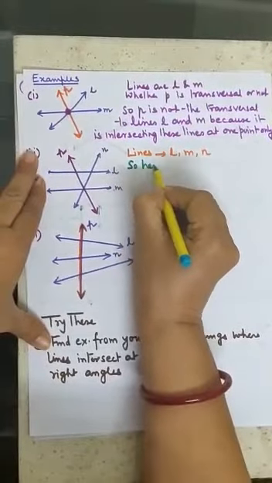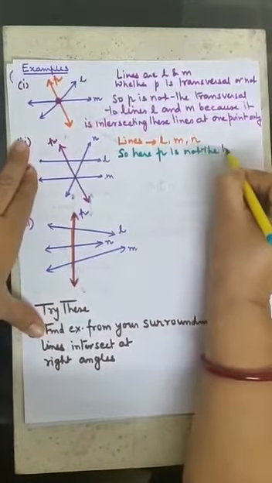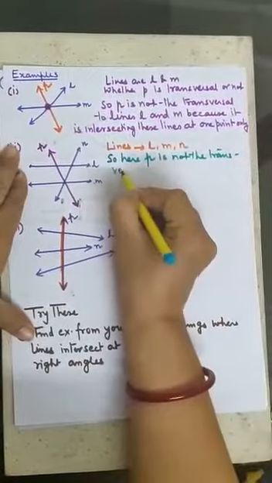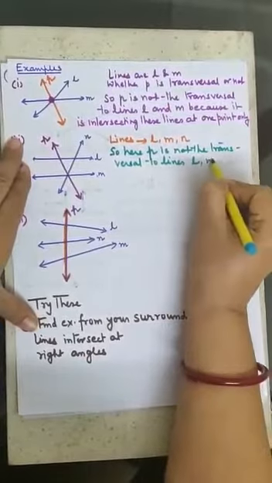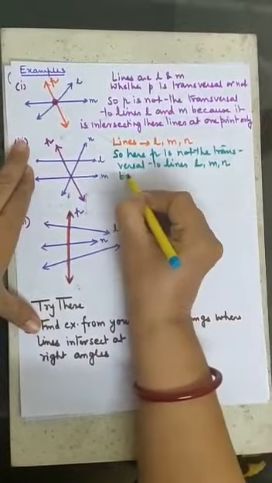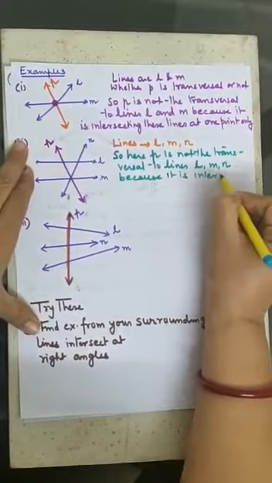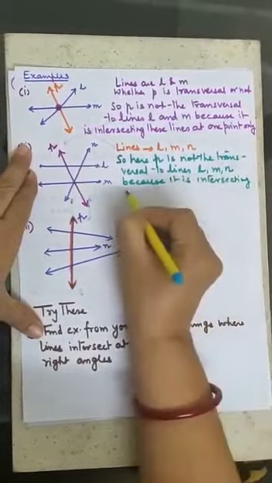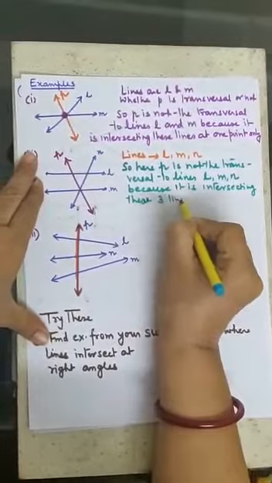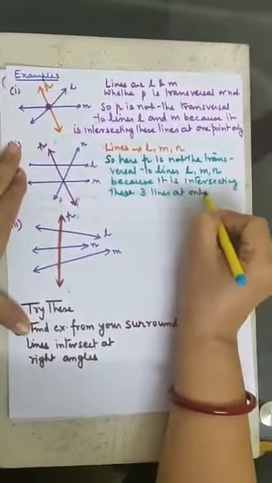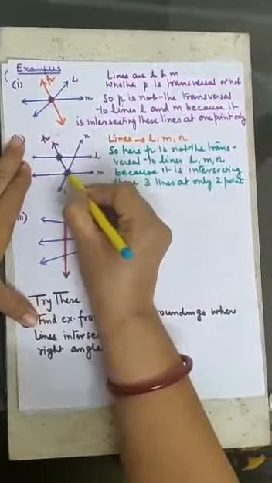So here P is not the transversal to lines L, M and N because it is intersecting these 3 lines at only 2 points, and the points are this and this.